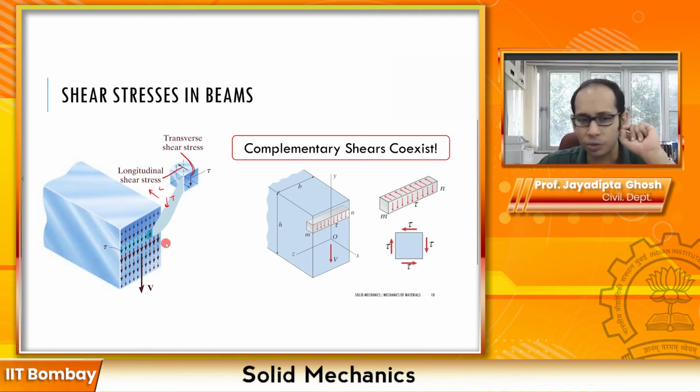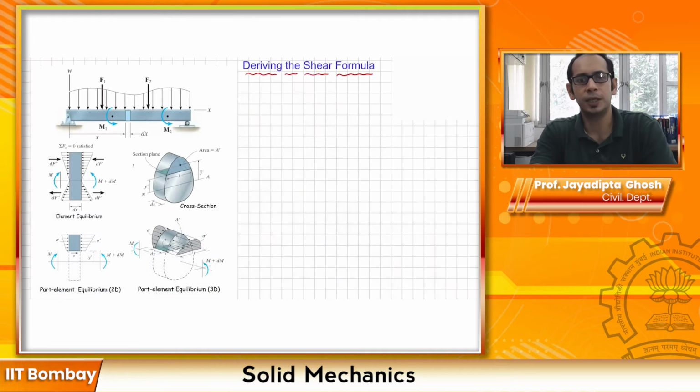So these arrows also tell you that the shear stresses are varying across the depth of the cross section, and in the upcoming lectures we will see why it varies and how the variation depends upon the nature of the cross section that we have. In this lecture we will derive the shear formula.